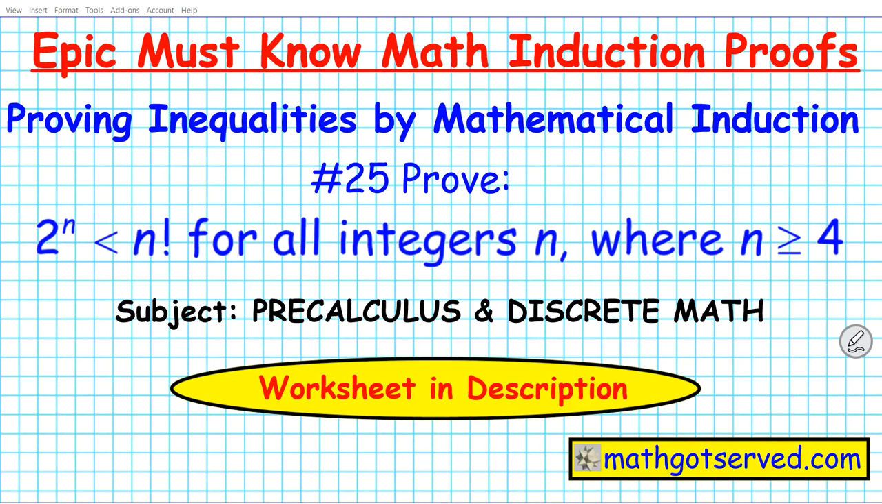In this clip, we're going to be going over problem number 25 of our epic must-know mathematical induction proofs. We're going to be proving the inequality 2 to the n is less than n factorial for all integers n, where n is greater than or equal to 4.